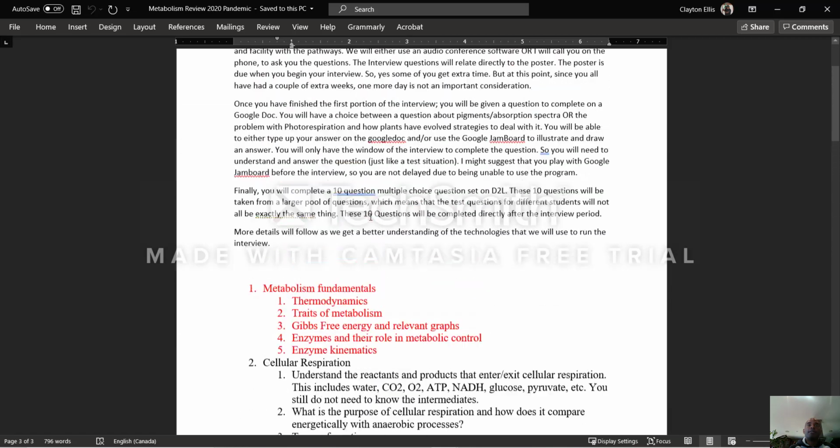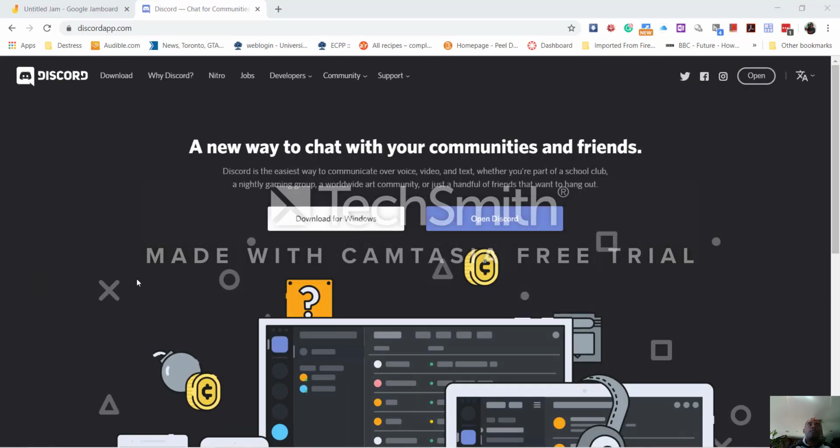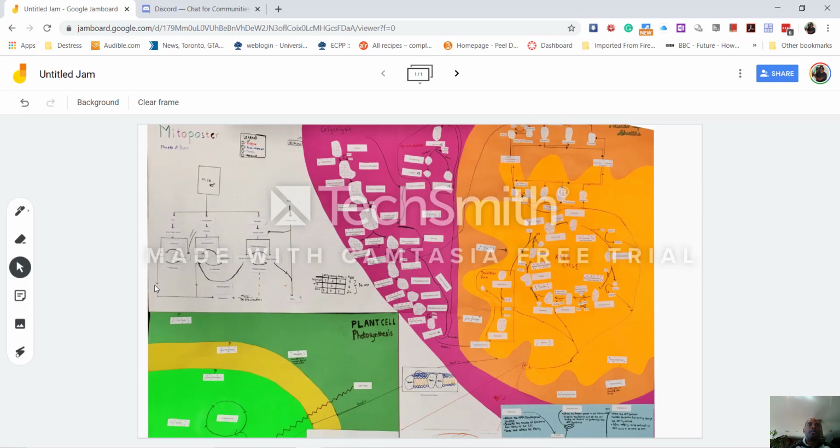In terms of the interview, my suggestion is that you will open up Google Jamboard. Hopefully you've been playing with it. You'll upload your Mito poster as a background. The other thing I might suggest you do, because I can't really see all that much detail when I look at this: if I ask very specific questions, see, you have this page option here. Right now it's at page 1 of 1, and I've inserted this picture.